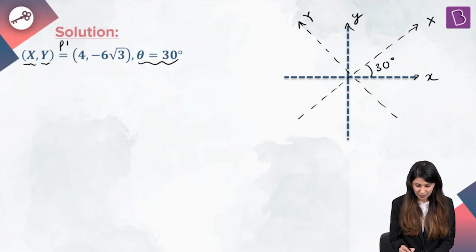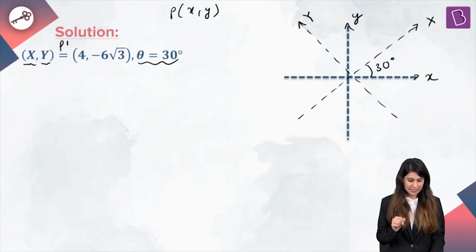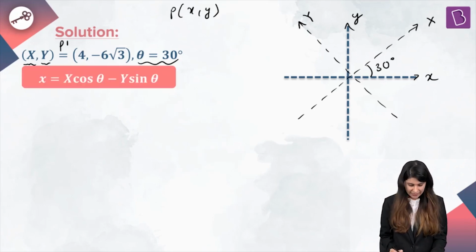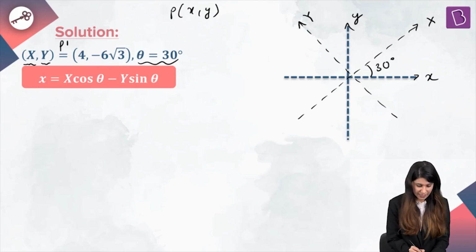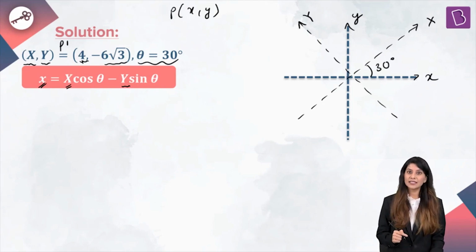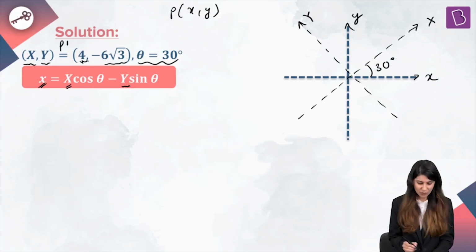Original coordinates are denoted by, let's say, x, y, coordinates of P, which we are interested in, and P dash is the capital X, capital Y. P dash is the final transformed coordinates, which is already given to us. Okay, and the relation is this. This is small x, original coordinates. This is capital X, which is 4 in this particular case. Capital Y is minus 6 root 3 in this case, and theta is nothing but 30 degree, which is anti-clockwise angle. Okay, so let's put the value over here.